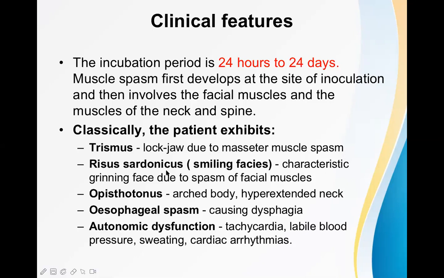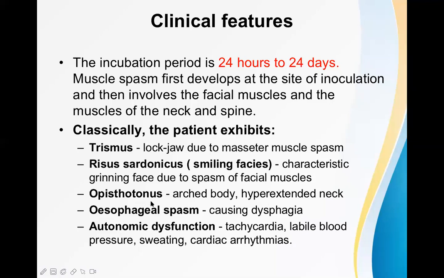Remember this. Another important clinical feature is risus sardonicus. This is called smiling face. This characteristic grinning type of face occurs due to spasm of facial muscle. So don't forget, risus sardonicus. This is not a true smile, okay? It looks like the patient is smiling, but it is not a true smile because it is caused by spasm of the facial muscle, and that is done by the toxin. The patient is not happy there. It is done by toxins.